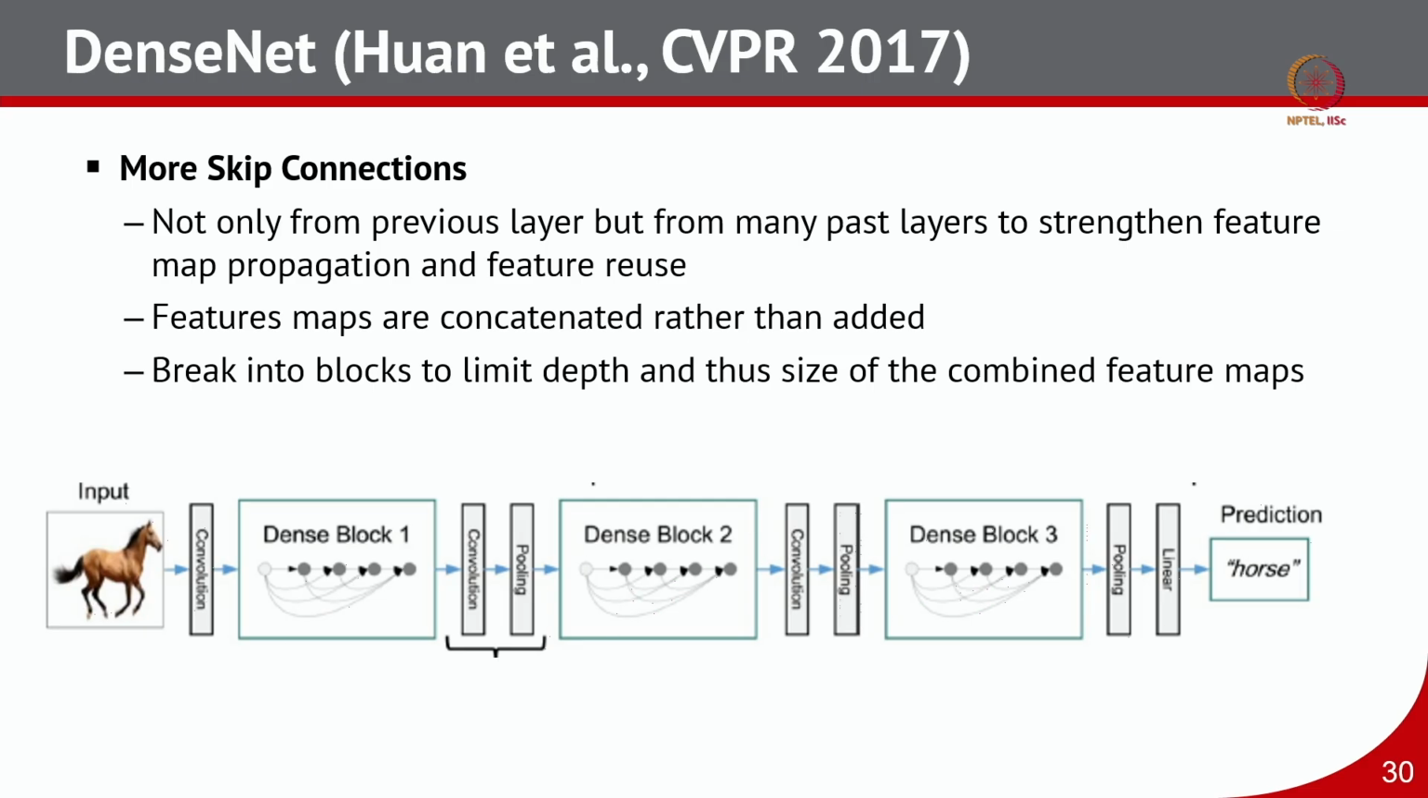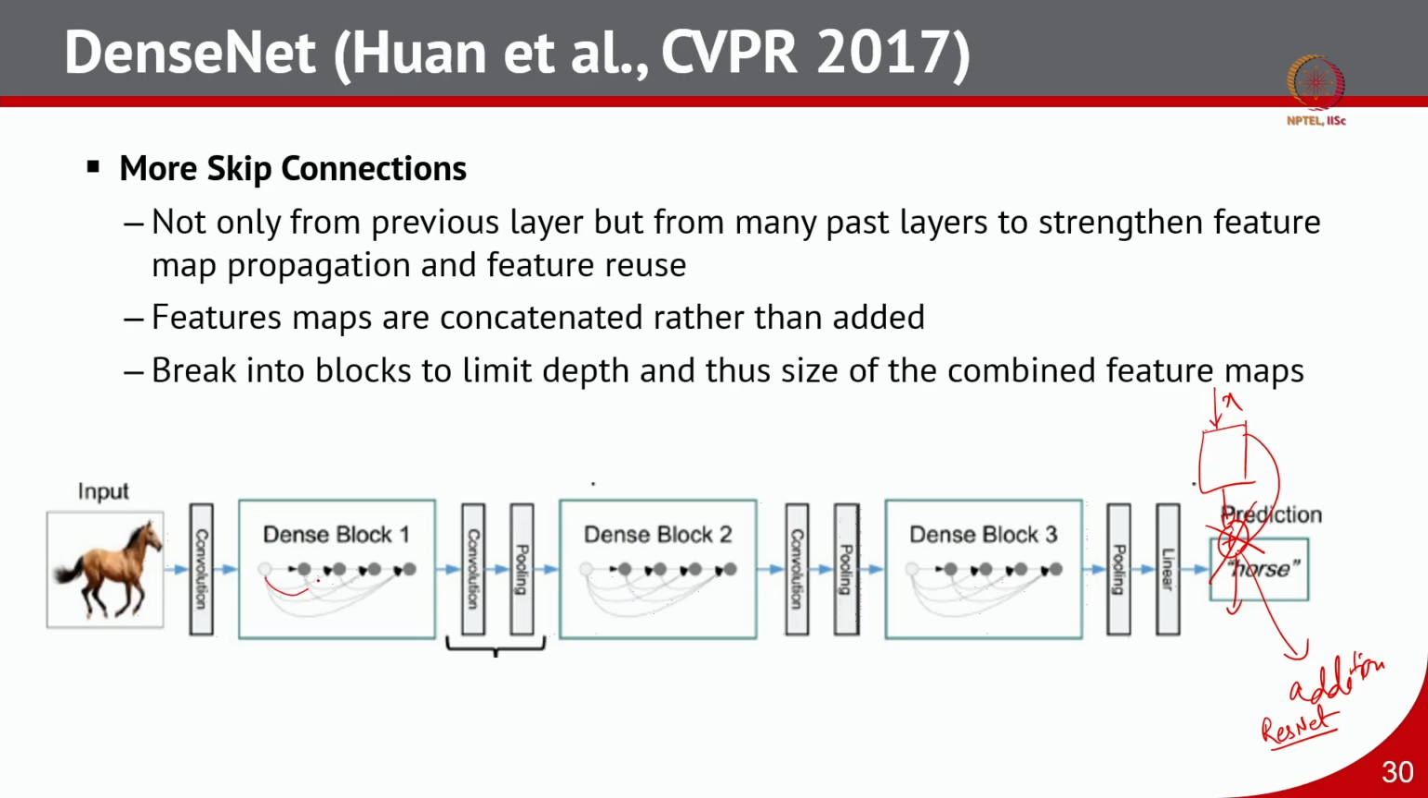Now, feature maps are concatenated, rather than added. In case of ResNet, if you remember, in the residual block x was coming in, and then we add x to the output, right. So, that was the residual connection. This was the addition in case of ResNet. But in DenseNet, this addition does not happen. Instead, we do concatenation. Okay.